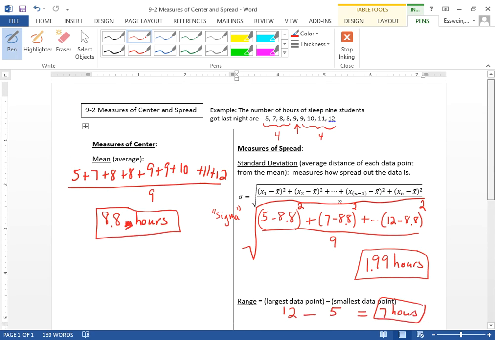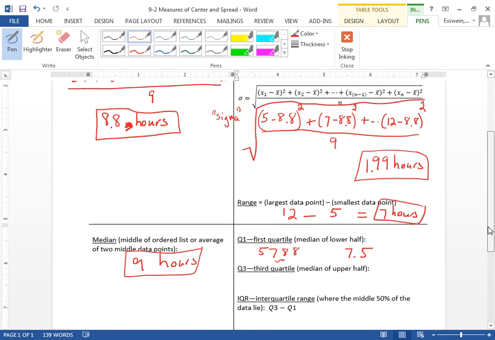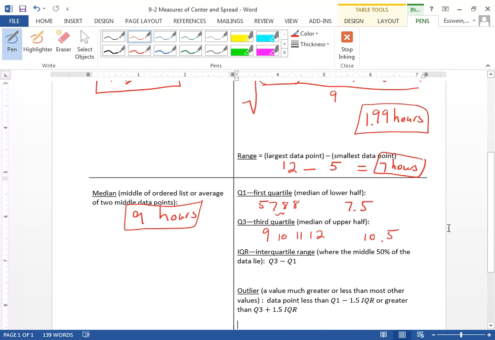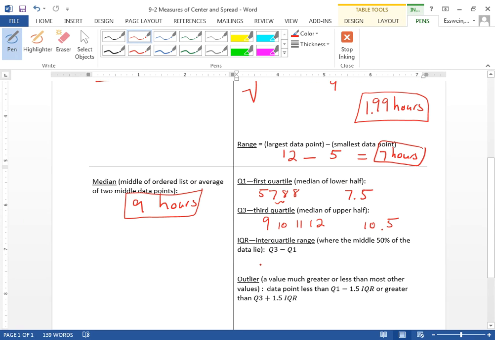And then for the upper 75%, 9, 10, 11, 12, it would be 10.5, yeah. And so the range of the middle 50% of data is, we just subtract these numbers, Q3 minus Q1. So you basically go 10.5 minus 7.5, and so 3. So the middle 50% of data is spread out by about 3 hours.